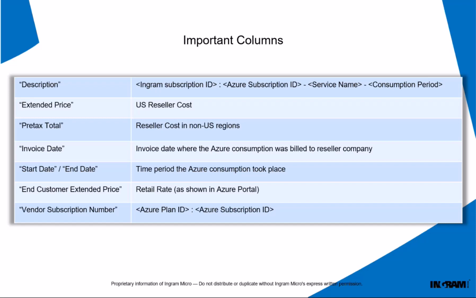The end customer extended price is the Microsoft retail rates. So this is what you would compare to the Azure Portal numbers. This is what most of our partners would bill their end customer, especially if that end customer has access to their Azure Portal, because these are the numbers that are going to match that Azure Portal. And then finally, there's the vendor subscription number. So this is the Azure Plan ID and the Azure Subscription ID separated by a colon. A lot of the times this column is very useful if you have a subscription ID from the Microsoft platform and you want to find it on your cloud report. You can search that subscription ID and you'll find it in this column.